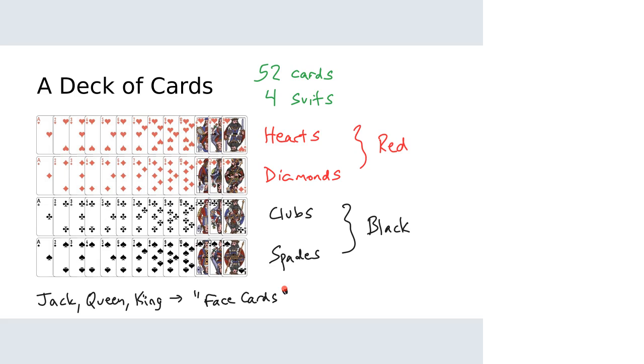So there's sort of the makeup of a deck of cards. We have 52 cards total, which means there are 13 in each suit. There are 13 hearts, 13 diamonds, 13 clubs, 13 spades to make our 52 cards in the deck. For suits, half the cards are red, half the cards are black, and the jack, queen, and king are called face cards. With that sort of anatomy of a deck of cards in mind, we're going to look at answering questions that involve a deck of cards.